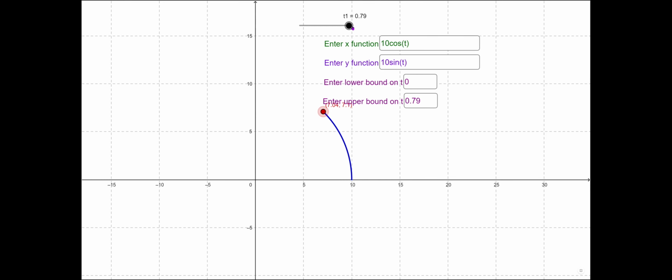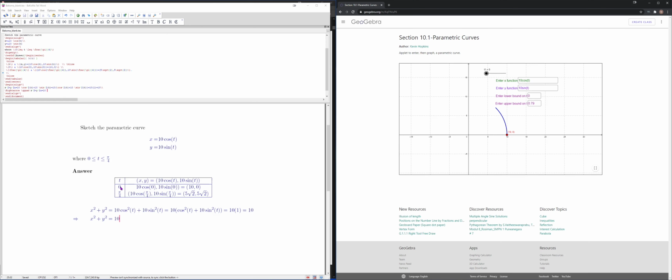And similarly for any other value. So t equal to 0 gave you the point (10, 0), and t equal to pi on 4 gives you this point over here. Remember, what we're sketching is between 0 and pi on 4. So if we choose something in the middle, say t is equal to 0.4, we put it in here and over here, and we're going to get a value for x and y, and that actually gives me a point on the curve.